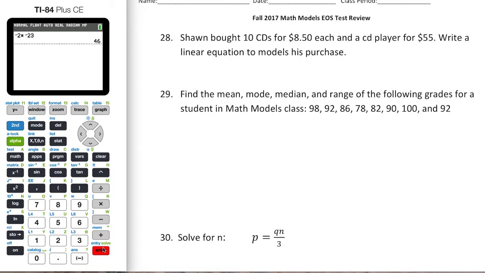All right. Sean bought 10 CDs for $8.50 each and a CD player for $55. Write a linear equation to model his purchase. So 10 CDs for $8.50 each. That means he spent $8.50 per CD. So $8.50 times x. And then he also spent $55 on the CD player. So $8.50 per CD and $55 for the CD player.